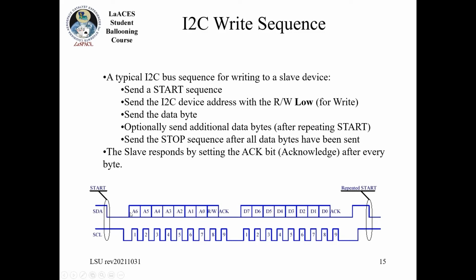Next, you send the 7 bits of the address, right? That's what this A6, A5, A4, A3, A2, A1, A0 is. Then you send a single bit that tells you if it's a read operation or a write operation. And that's why the address is only 7 bits long, because you're using that last bit as the read-write bit. For a write sequence, that bit is low. For a read sequence, it's high.